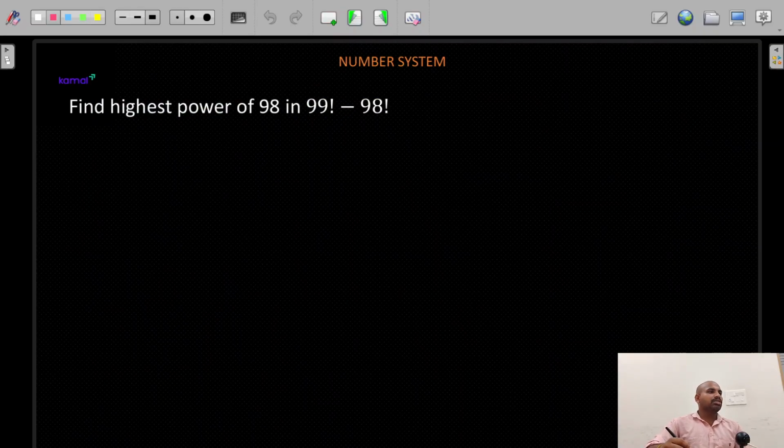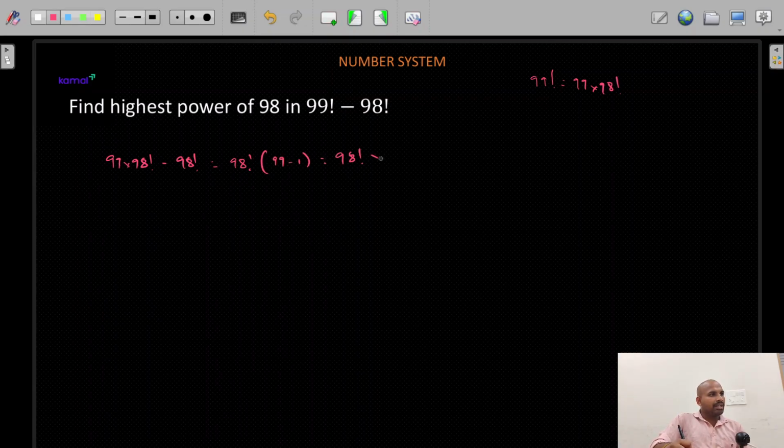I need to find the highest power of 98 in 99 factorial minus 98 factorial. I know 99 factorial is nothing but 99 into 98 factorial, which means I can rewrite this as 99 into 98 factorial minus 98 factorial. If I take the common 98 factorial outside, it becomes 99 minus 1, which is equal to 98 factorial into 98. I know the highest power of 98 here in the factor 98 alone is 1. But I don't know what is the highest power of 98 in 98 factorial.